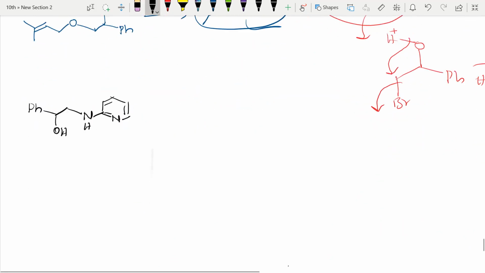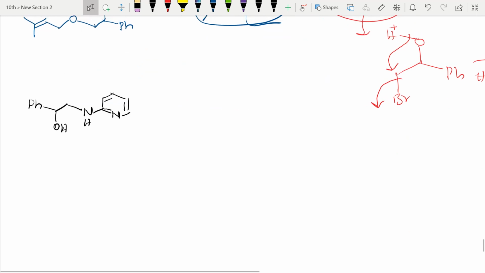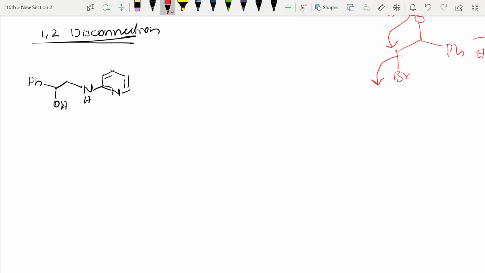So here, this is the reaction. I can call this reaction by the name 1,2 disconnection. Why am I calling it 1,2 disconnection? You are going to see that. So what is 1,2 disconnection? See here, with the red mark I am going to indicate.